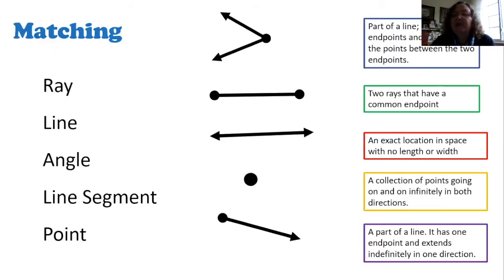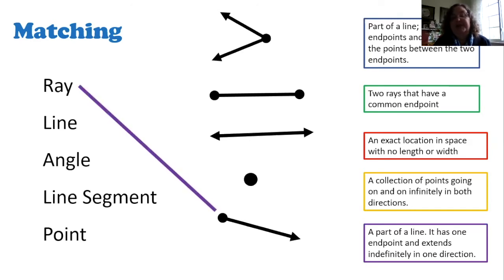Well, today I want to do a matching game. There we go. I'm going to move me over there so that you can see. So look at my words. They're kind of mixed up. It says ray, line, angle, line segment, and point. So which one of those is a ray? Do you remember? Can you point to it?